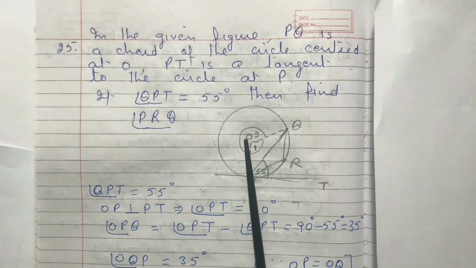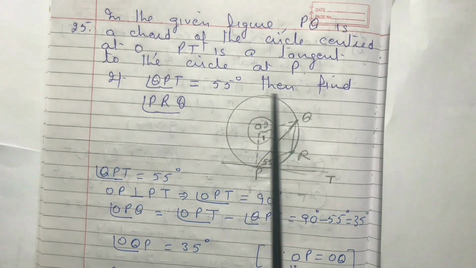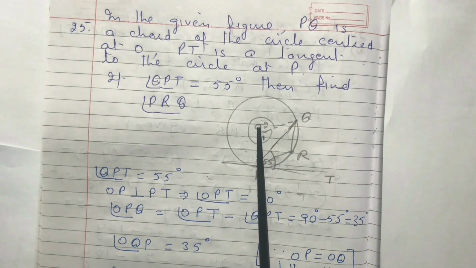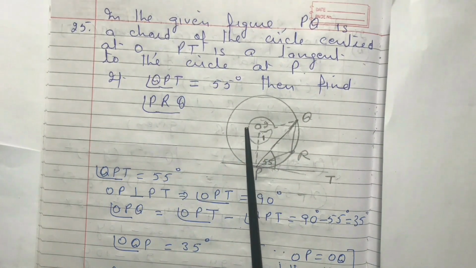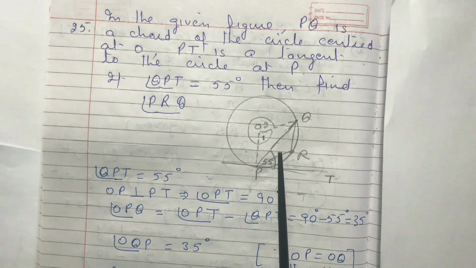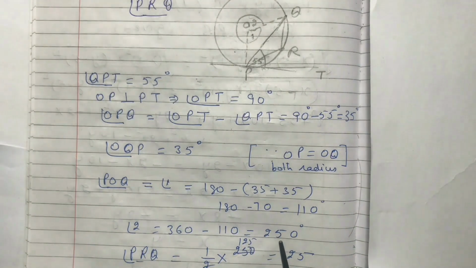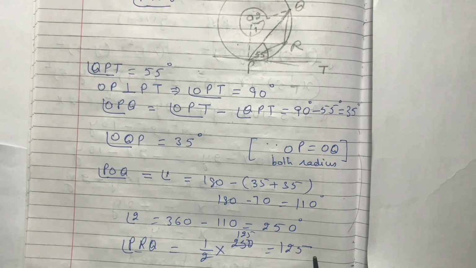And this angle is half of this angle. We know that the angle subtended by this arc at the center is double the angle subtended by this arc on the remaining part of the circle, which is here. So if this angle is 250, then this angle is 125. I have explained this here, and this is what I have written here, and I think you can do it now. So it will come out to be 125 degrees.